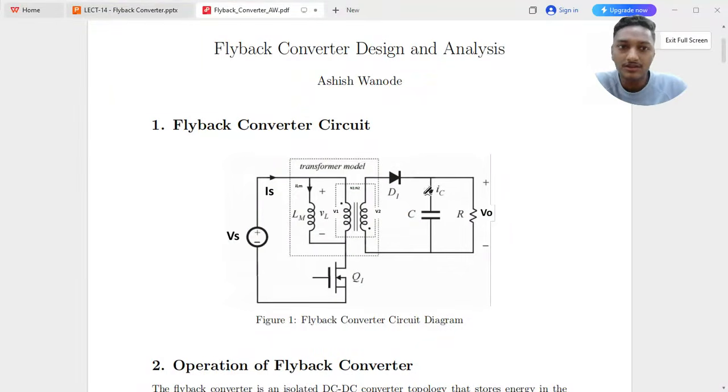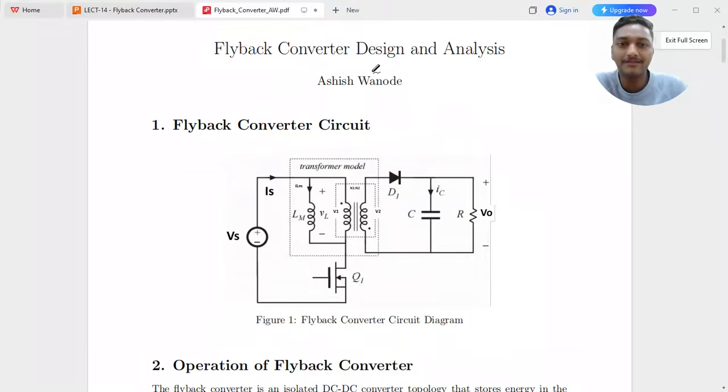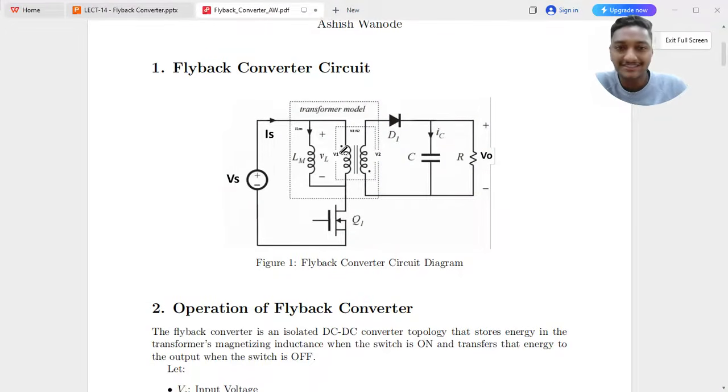For discussing all this, I have prepared one document for you. If you need it, I will share this document with you. This is a complete document for flyback converter design and its analysis part. And the Matlab simulation part we will see in the Simulink window. So let's get started with this.